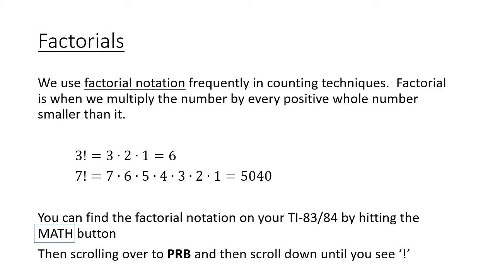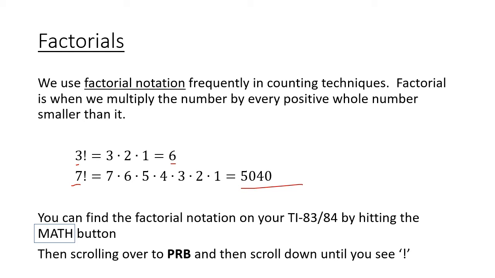But again, that factorial notation really means, for example, 3 factorial would be 3 times 2 times 1. Every positive whole number smaller than it gets multiplied together. 7 factorial would be 7 times 6 times 5 times 4 times 3 times 2 times 1. And you see that these factorials get really big really fast. If I start with 3, I end up at 6. All right, not too bad. If I start with 7, I'm already up past 5,000. And it really only gets bigger from there.